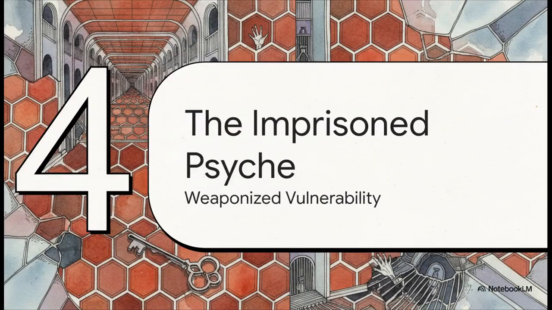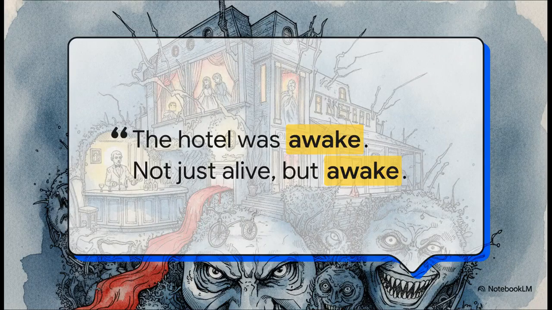Which brings us to Section 4, Addiction and the Imprisoned Psyche, or the Weaponization of Vulnerability. This physical imprisonment leads us directly into the mind. You see, the physical entrapment of the hotel perfectly mirrors Jack's psychological entrapment. There's this chilling line from the novel: "The hotel was awake, not just alive but awake." It underscores a truly terrifying reality for the Torrance family. The Overlook isn't just some passive building housing a few dusty ghosts. It is a sentient, calculating antagonist that actively preys on Jack's deepest insecurities and weaknesses.